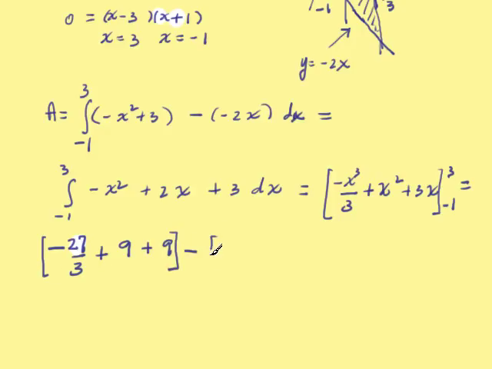Okay, now we're subtracting, now we're substituting in minus 1. So here we have minus minus 1, that's 1/3, plus 1, minus 3. Okay, and if we work this out, this comes out to 32 over 3.